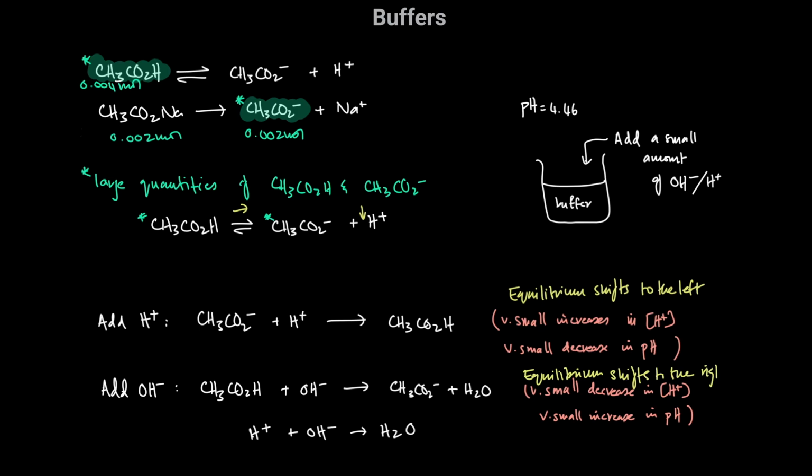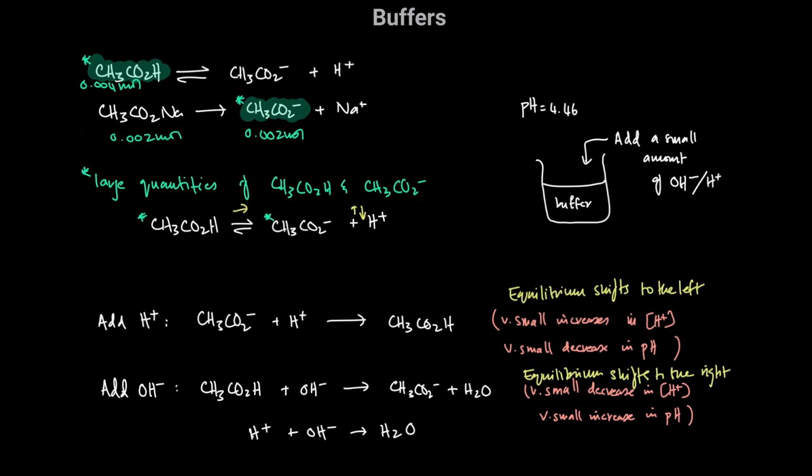Equilibrium shifts to the right. And when the equilibrium shifts to the right, the concentration of H plus goes back up. However, the initial decrease outweighs the increase that we get due to the equilibrium shifting to the right. So the overall effect is a very small decrease in the concentration of H plus and therefore a very small increase in the pH.